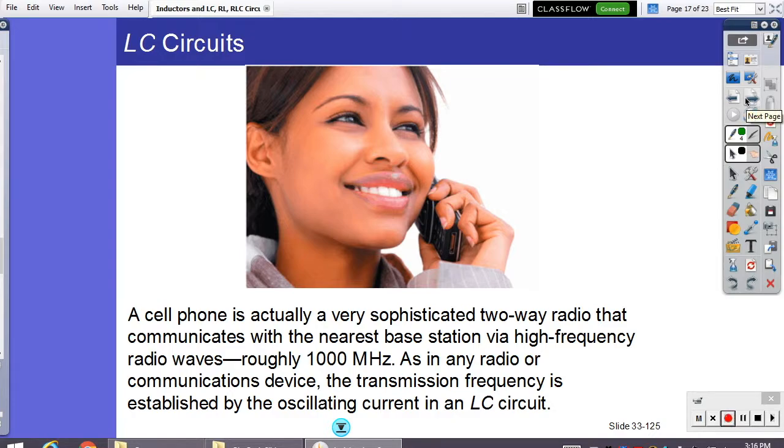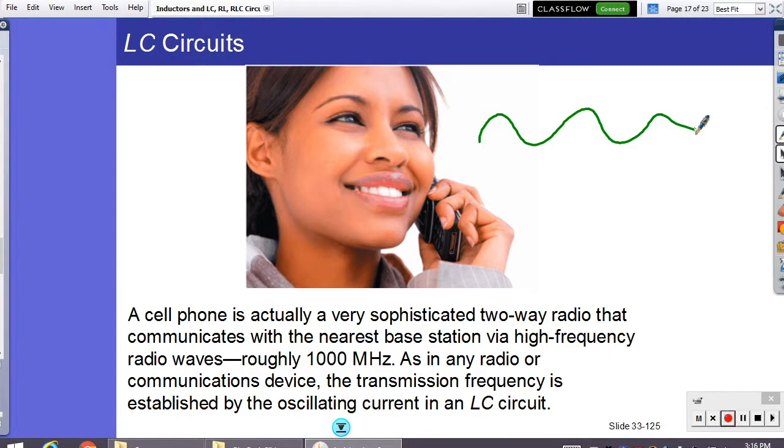LC circuits are really important. Anything that oscillates, anything that needs to make a wave, which is most communication devices and things like that, has an LC circuit in there somewhere as an oscillator, because again, you can tune that frequency, right? If you know the frequency is given this way, you can pick your inductor and you can pick your capacitor such that you get exactly the frequency of oscillation that you want.